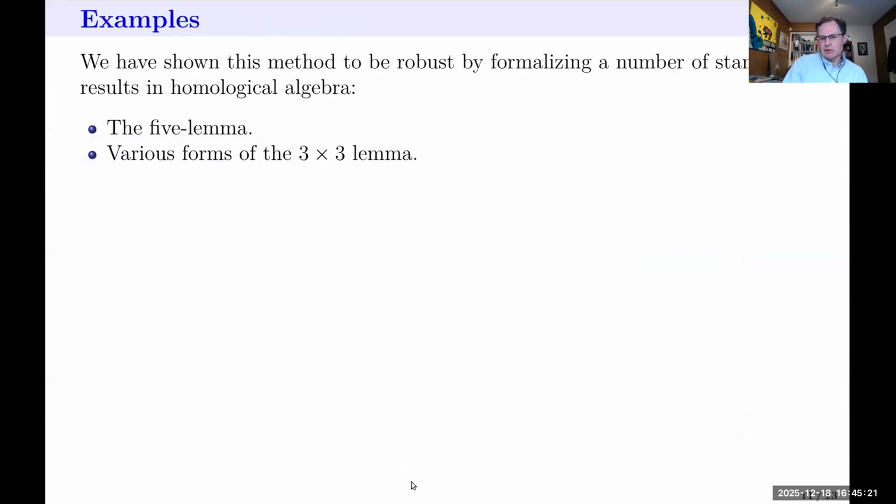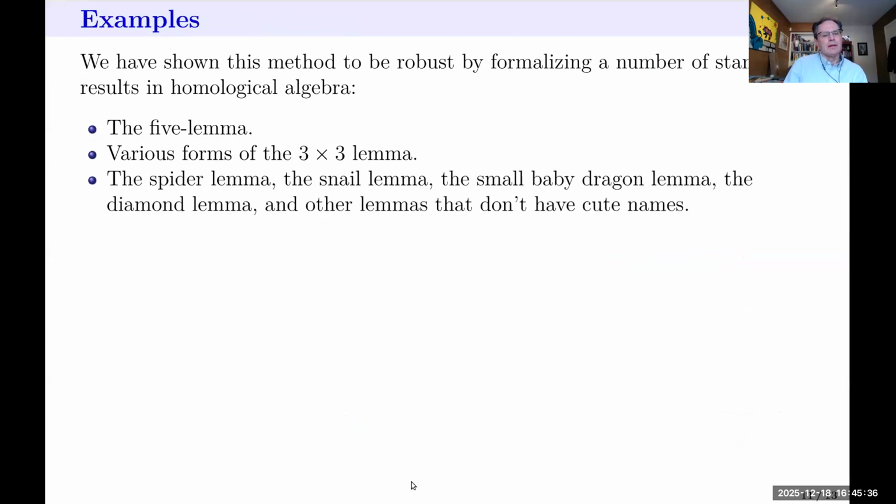So with this method, you can prove the 5 lemma, well, the lemma that I stated at the beginning, which is part of the 5 lemma, exactly like I did it. You can prove the monic version. You can prove a bunch of forms of the 3 by 3 lemma. You can prove these lemmas that all have crazy names: the spider lemma, the snail lemma, the small baby dragon lemma, the diamond lemma, and there's some other lemmas that don't have cute names you can also prove.